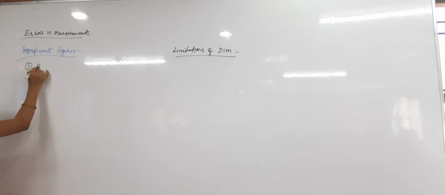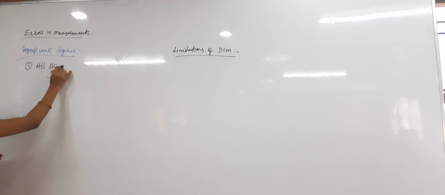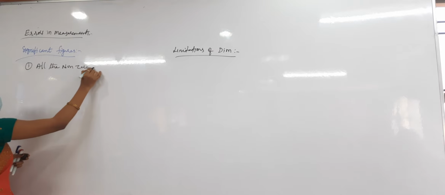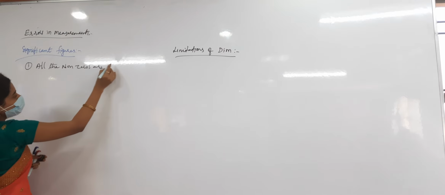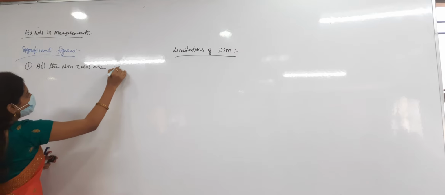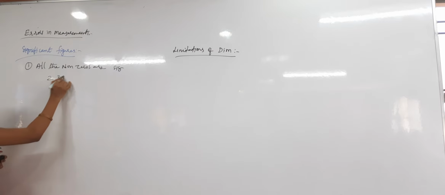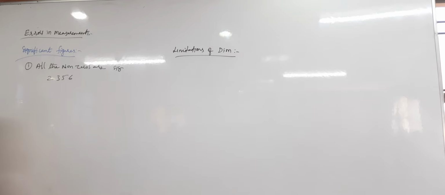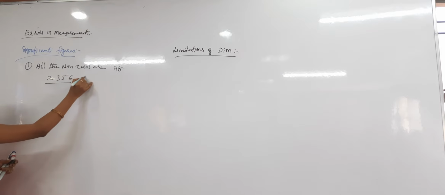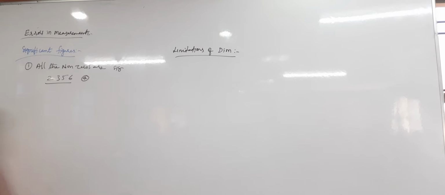The first rule of significant figures: all the non-zero values are significant. All are significant here. For example, if I say some number 2, 3, 5, 6 like this, how many significant figures are there? All are significant only. So here I can say 4 are the significant figures.